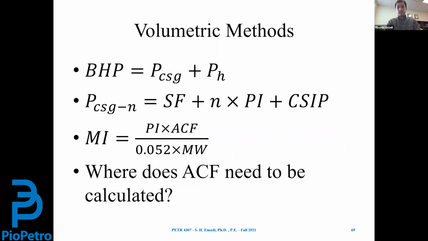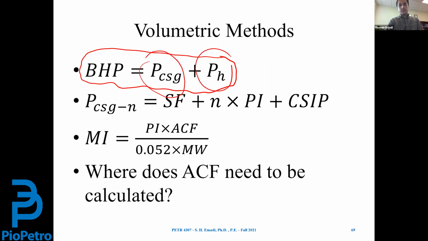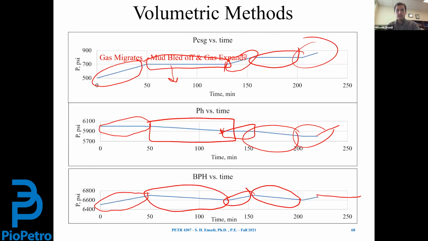Again, just to make sure that everyone remembers from the previous sessions, bottom pressure is always equal to the hydrostatic pressure inside the annulus plus the casing pressure. In order to maintain the bottom hole pressure constant, we have to make sure that this plus this remains constant. Since this is increasing, we have to reduce that. And casing pressure, as you guys remember from here, it keeps increasing.